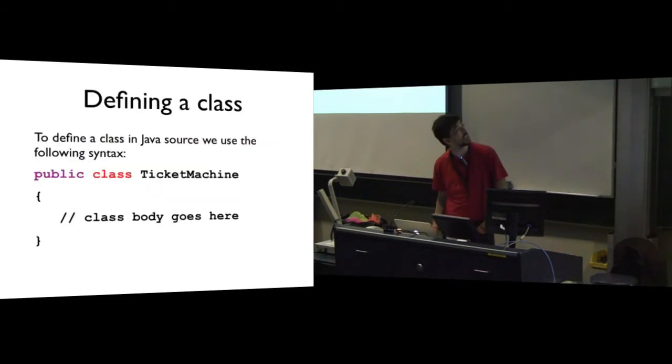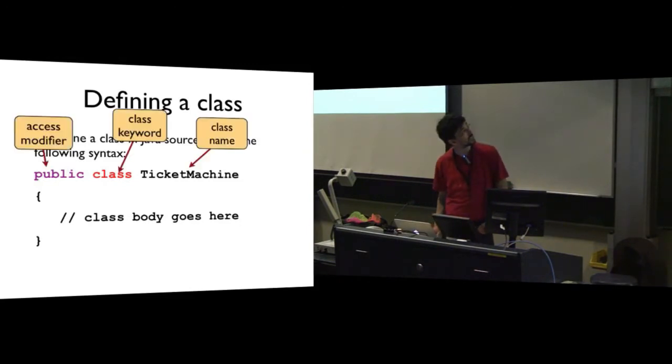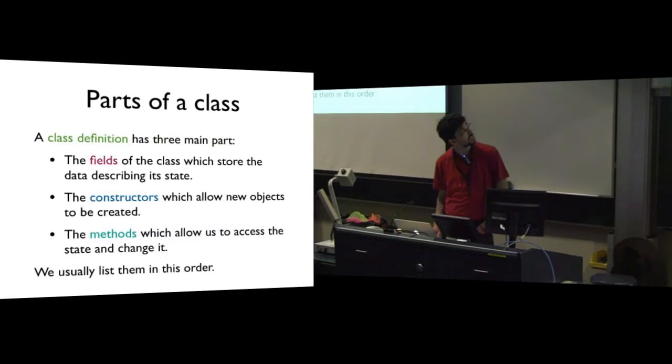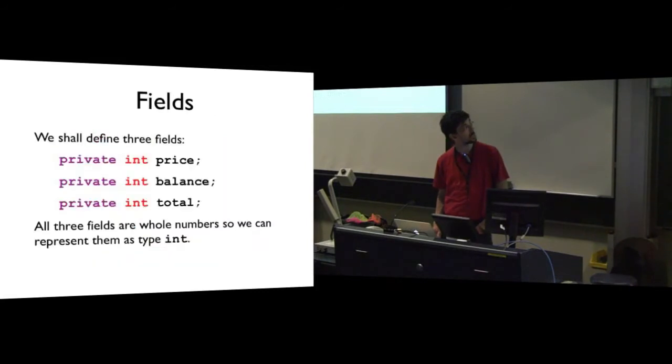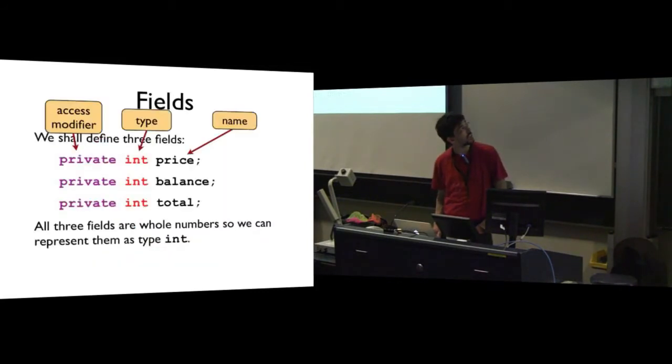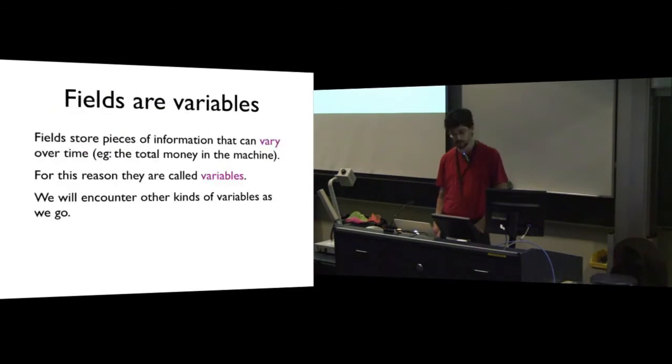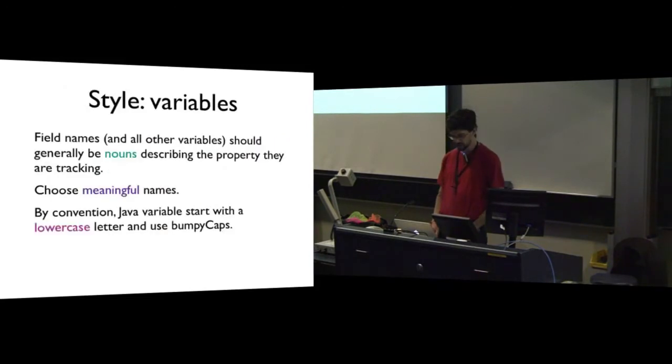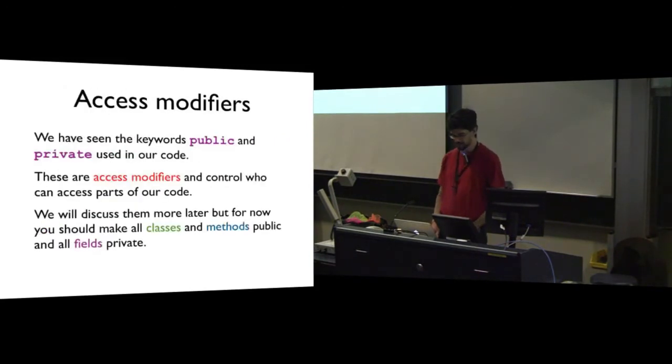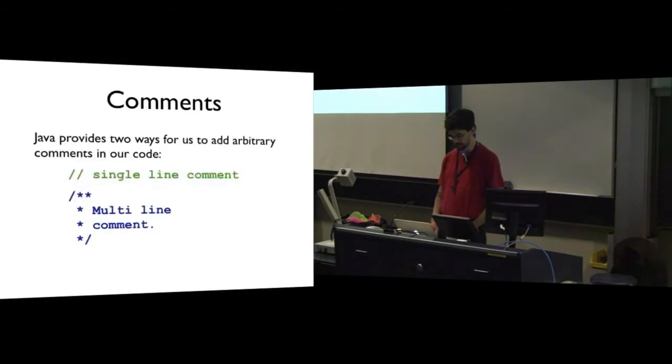We looked at how to define a class and the syntax for doing that. And those of you who come in late, you've missed the best bit already. And that's what defining a class is going to look like, and all the bits of defining a class. We talked about those parts. We talked about having fields, and fields have access modifier, type, and name, and a semicolon. We talked about fields being variables, and we had some style rules for variables. And I told you a little bit about access modifiers, public and private, but I said we weren't going to worry about that too much now, so we won't worry about that now.